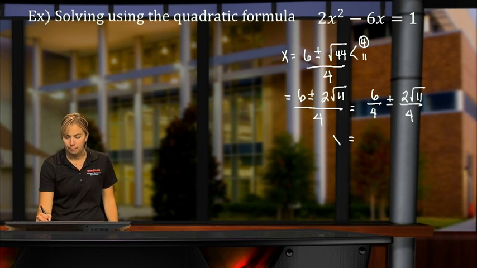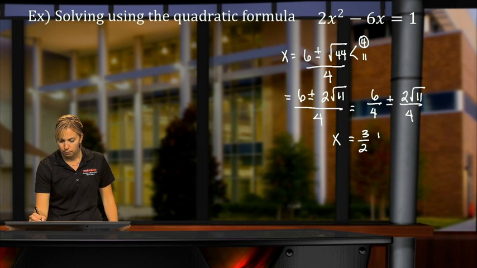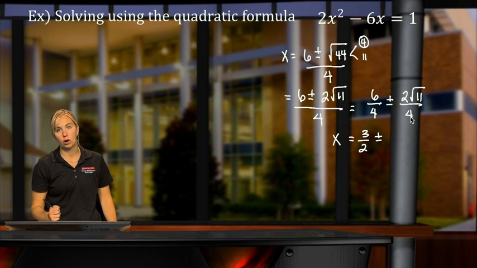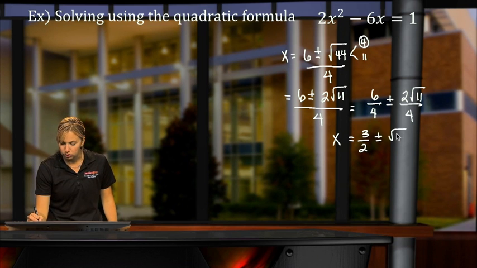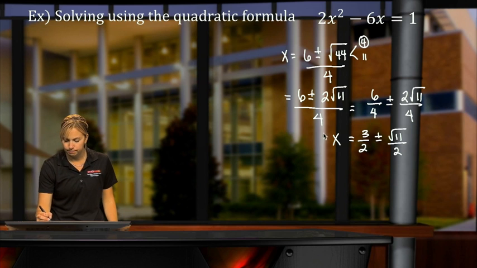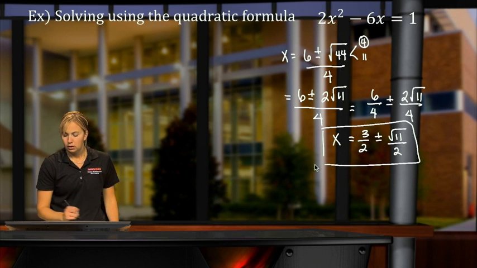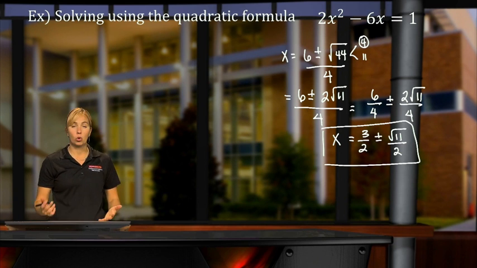Now that you have split them up, 6 over 4 simplifies to 3 over 2, plus or minus 2 over 4 simplifies to 1/2, or the square root of 11 over 2. You can combine those two fractions as one since they have the same denominator, or you don't have to.